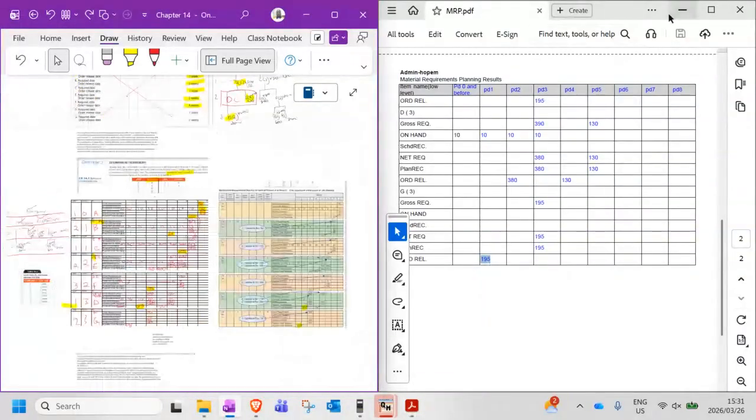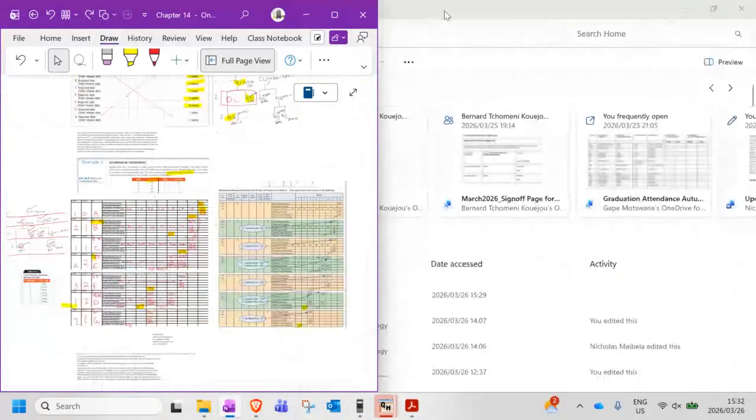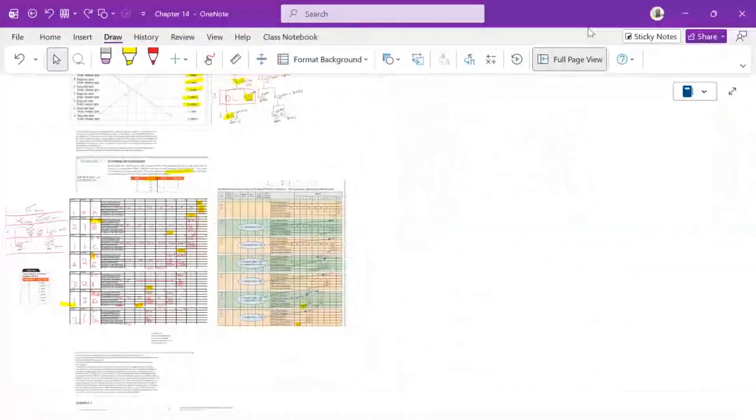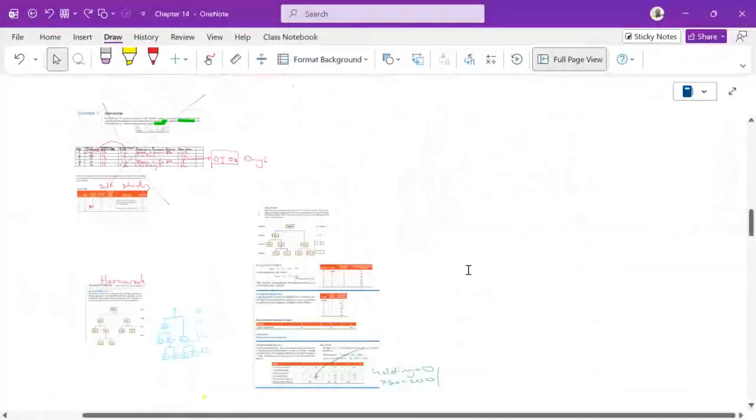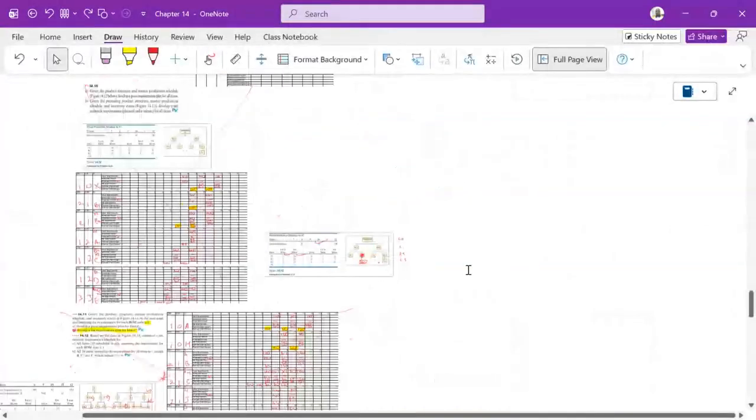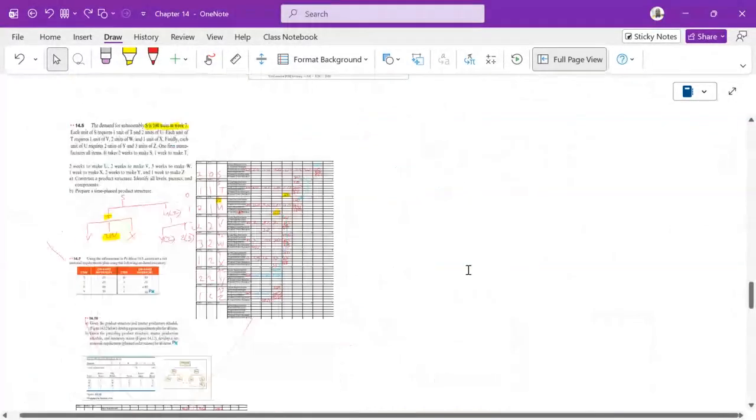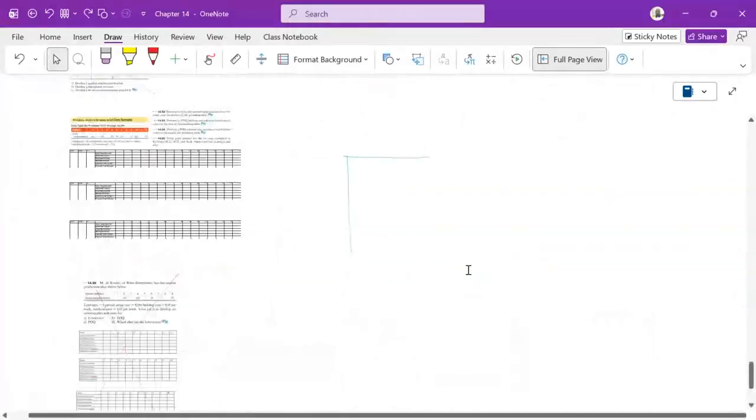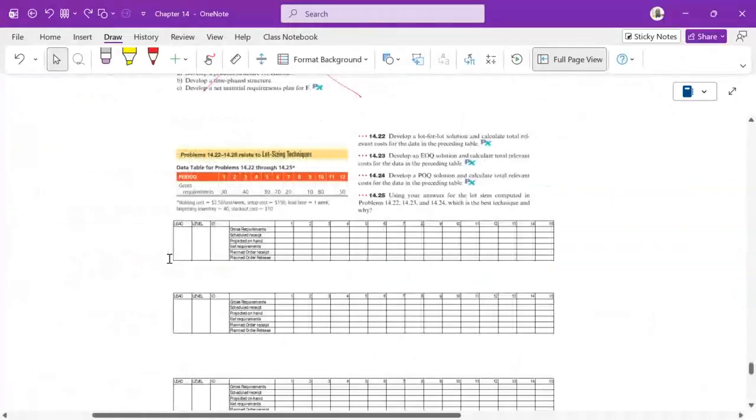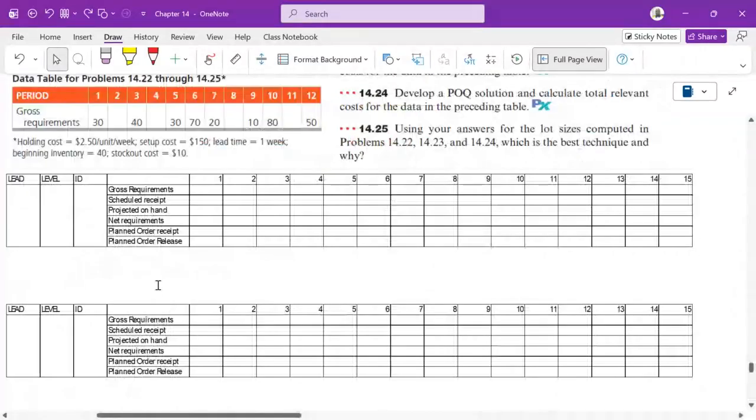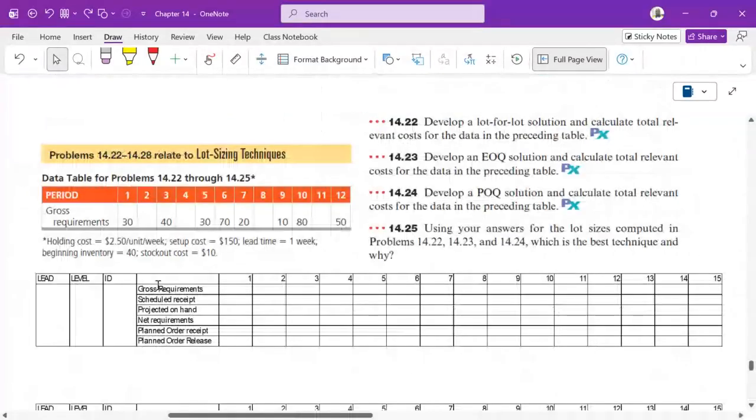So that's the use of software. And now we can just do one last one. This one. We have your gross requirements there. You must write them until week 12. And you use, firstly, lot for lot. Lot for lot.